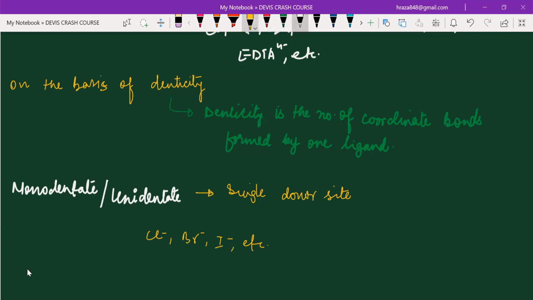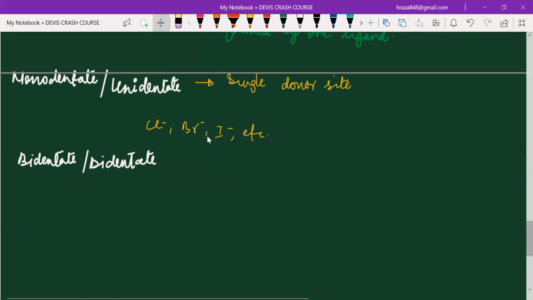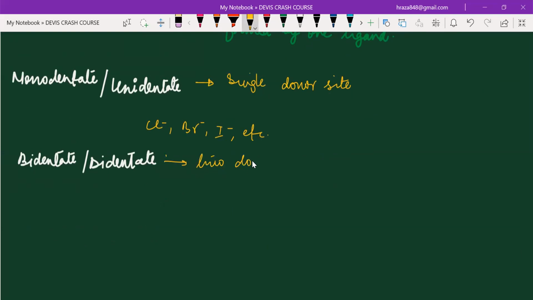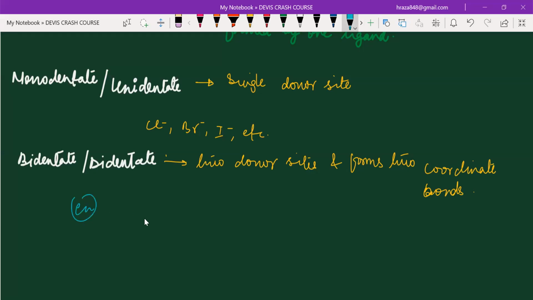Then comes the bidentate, or we can also call it didentate. That means the ligands which have two donor sites and form two coordinate bonds. For example, we can take ethane 1,2 diamine, that is NH2, CH2, CH2, NH2. As you know, nitrogen has lone pairs, so it can donate from two sides, this nitrogen and this nitrogen. That is your En, and its IUPAC name is ethane 1,2 diamine.